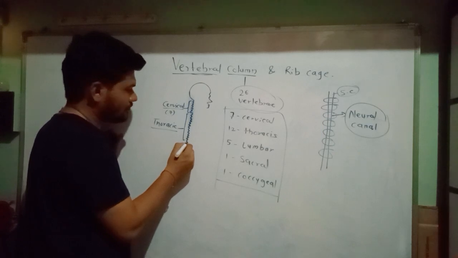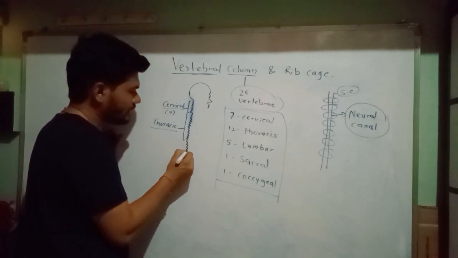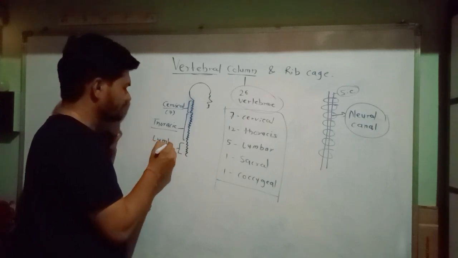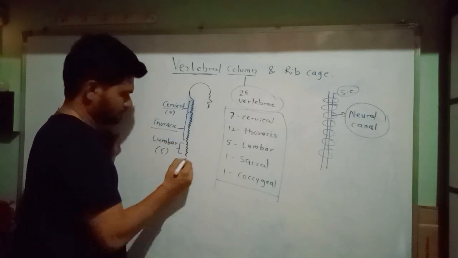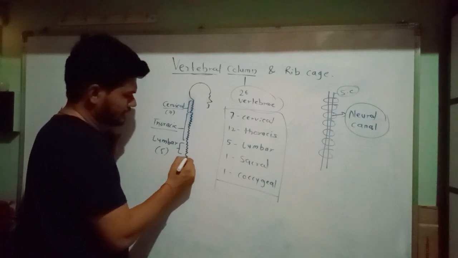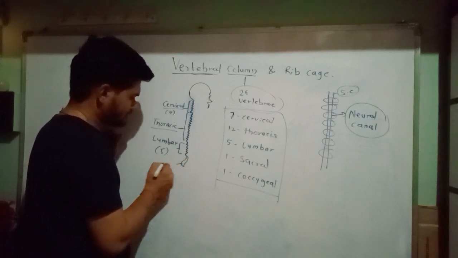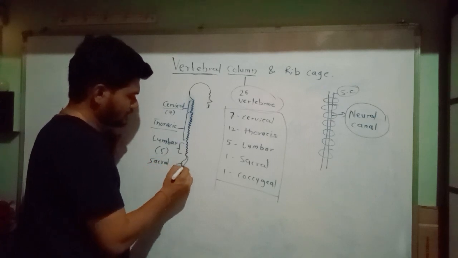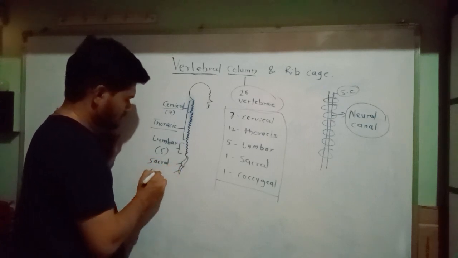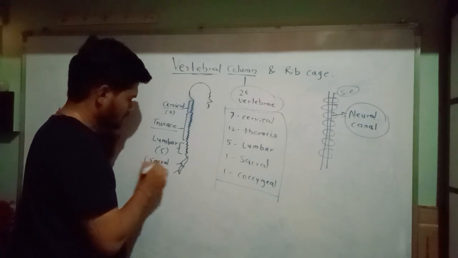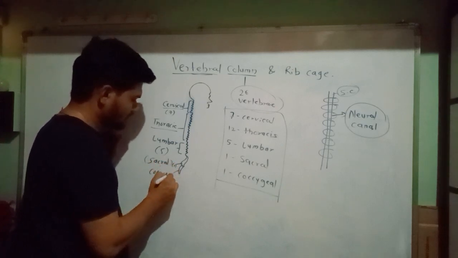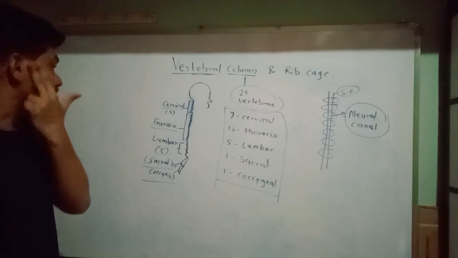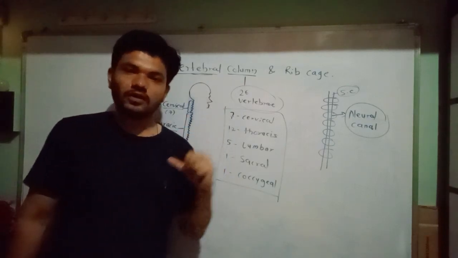Then there are 5 lumbar vertebrae: 3, 4, 5, lumbar vertebrae. And then there is the sacral and the coccyx, one sacral and one coccyx, like this. So in this way, your vertebral column is designed.